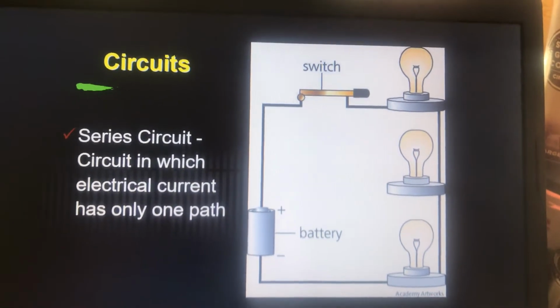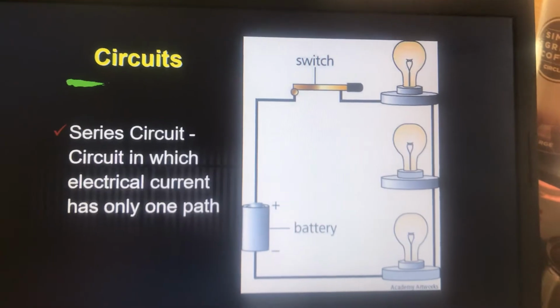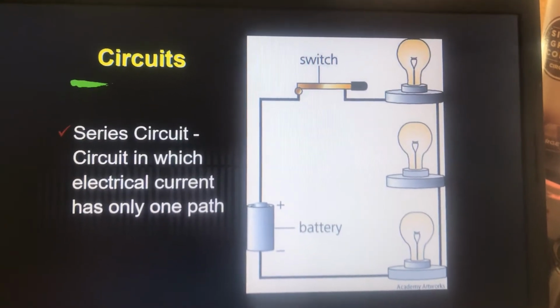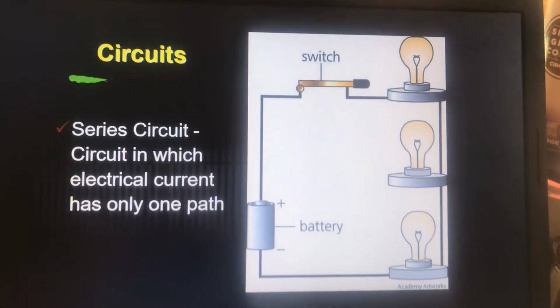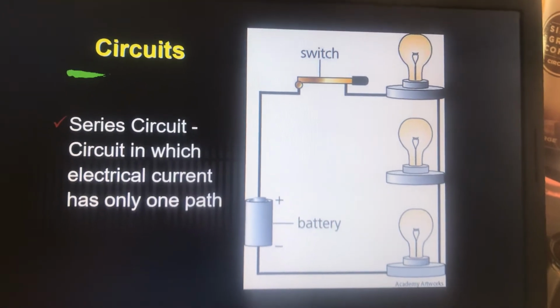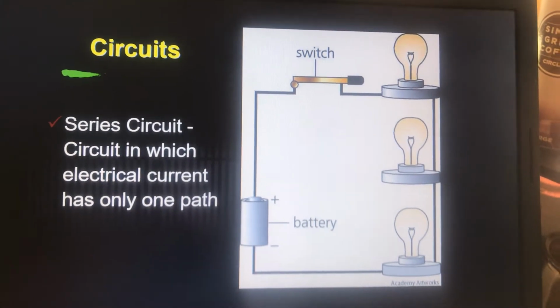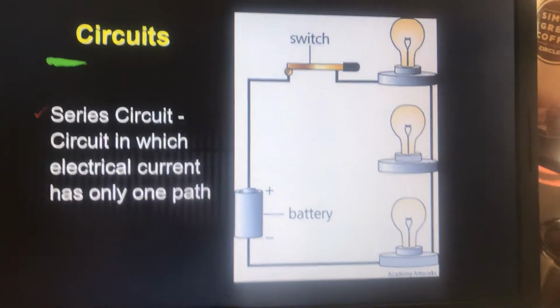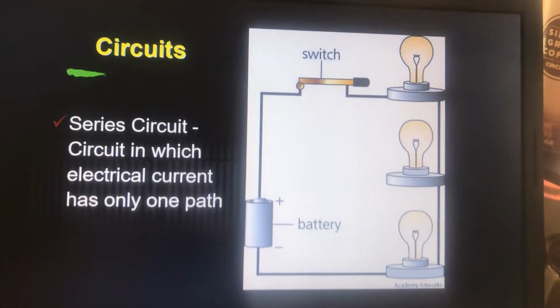This is a series circuit. And when we talk about circuits, we're talking about the pathway which electrons can flow and energy can flow along with it in order to power all our devices and homes and everything else that we use electricity for.